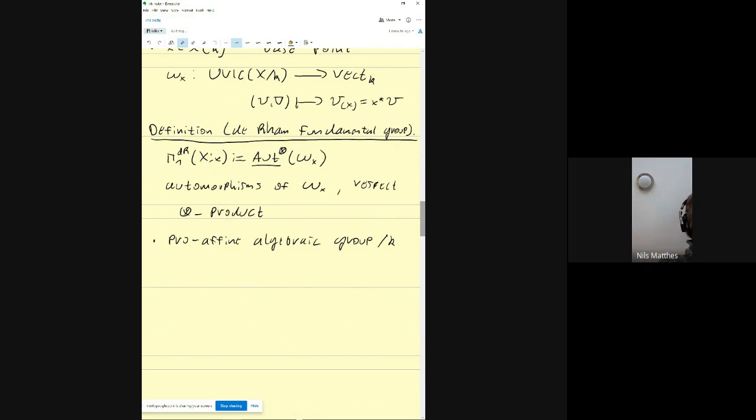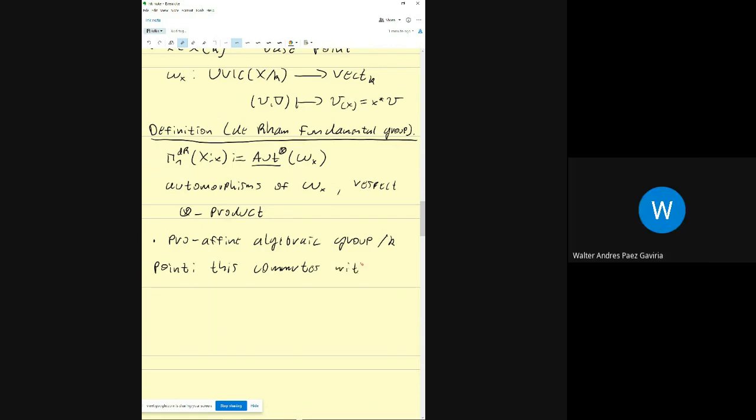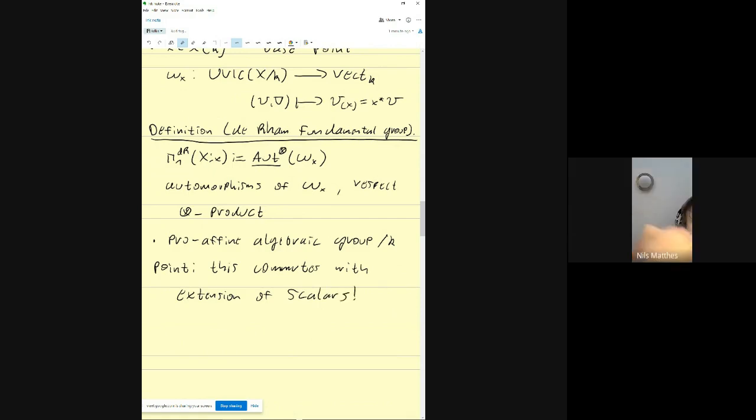So the point here is that with this definition, this commutes with base change. Or let's say just with the extension of scalars. That's actually enough for our purposes. And the general version does not, unfortunately. For this, really, unipotency is crucial.